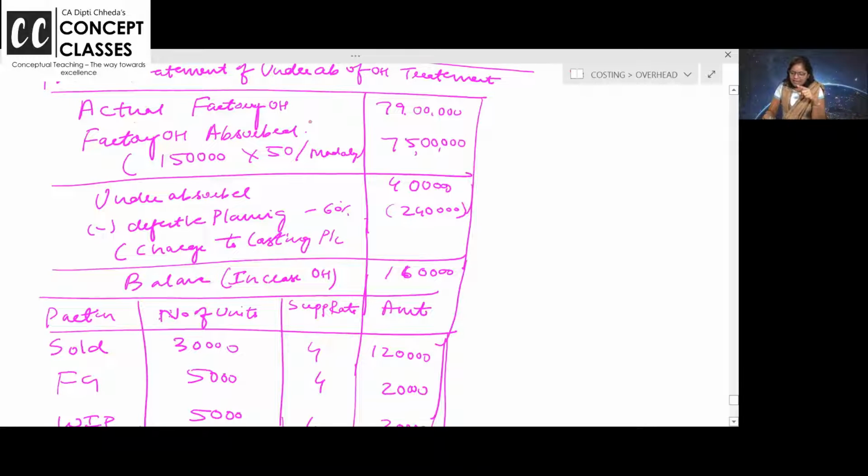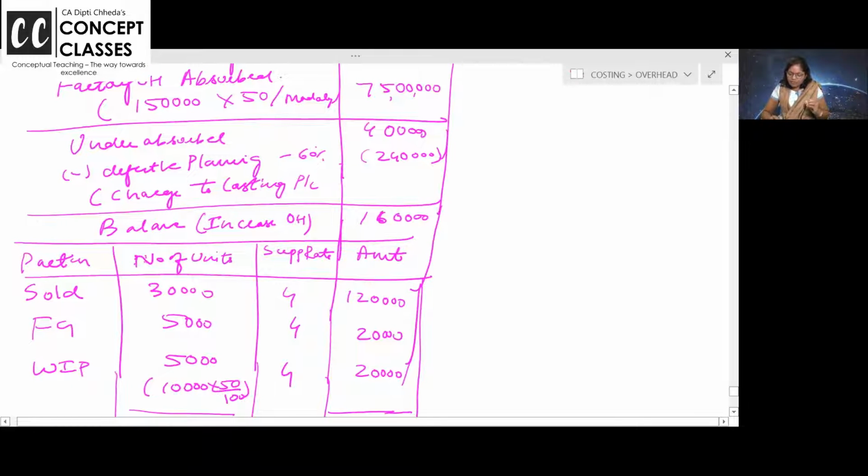Actual factory overhead is 79 lakhs. But factory overhead absorbed is 150 units into 50, 75 lakhs. How much is under absorbed factory overhead? 4 lakh. Out of that, 60% is for defective planning, where nobody's department is at fault. Four lakh is under absorbed. Defective planning, 2,50,000, charge off to costing P&L. Like that, they'll give you some overhead was under absorbed because of a strike, not a normal reason, an abnormal reason. Charge off to costing P&L.